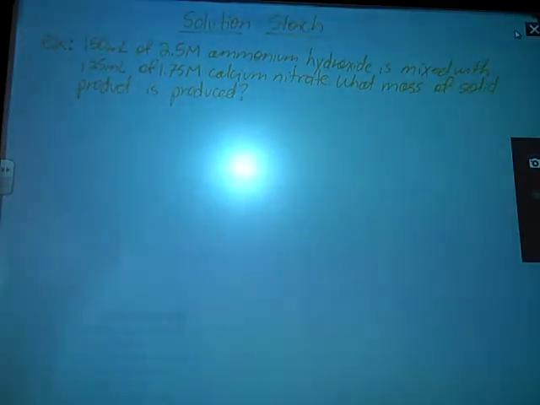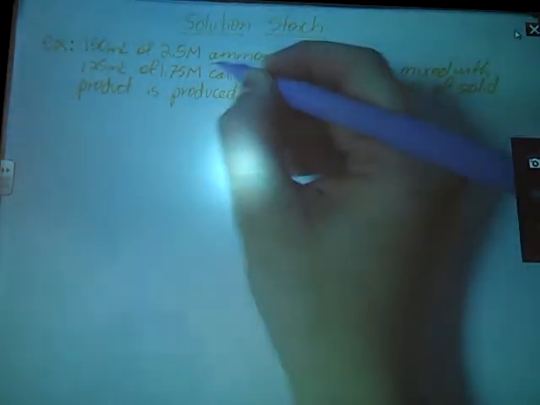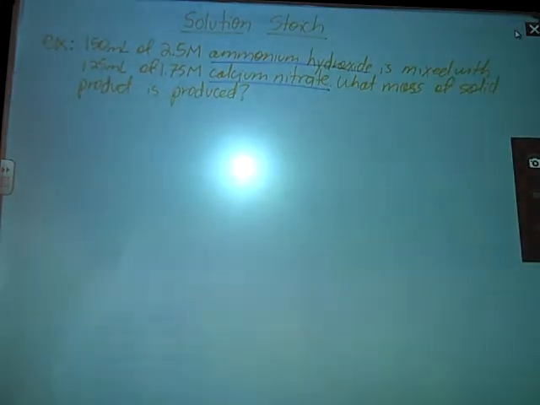So this is an example of a type of problem that you might see that would require you to do solution-based stoichiometry. Notice it gives me two substances that are being reacted, ammonium hydroxide and calcium nitrate. It says that they are mixed, so they are in fact reacting. This means that my first step in solving a problem like this is going to be exactly the same as when I was dealing with two solid amounts being mixed.